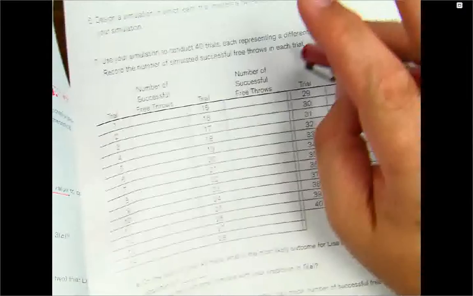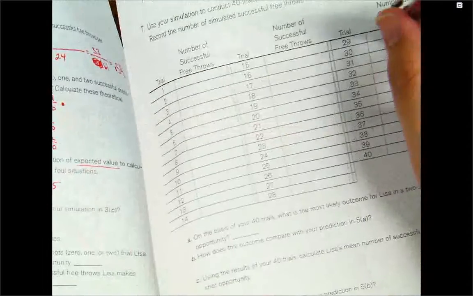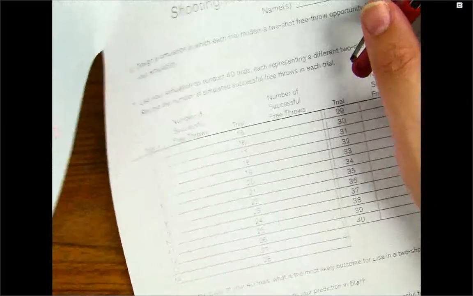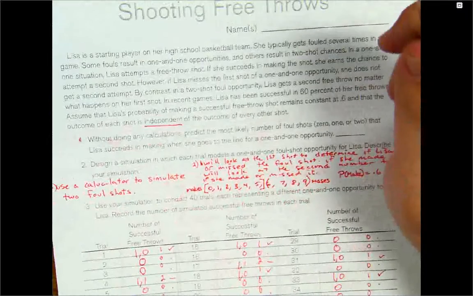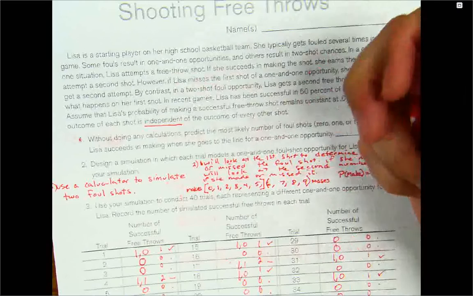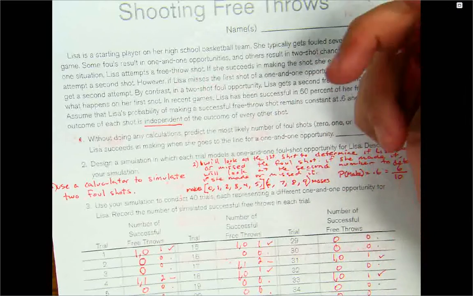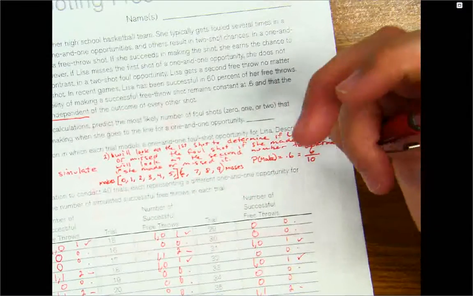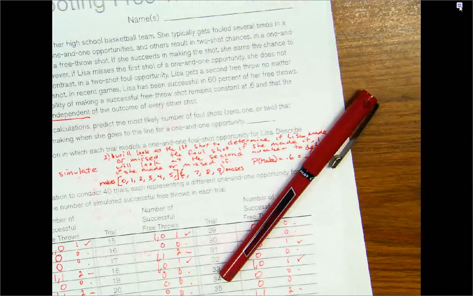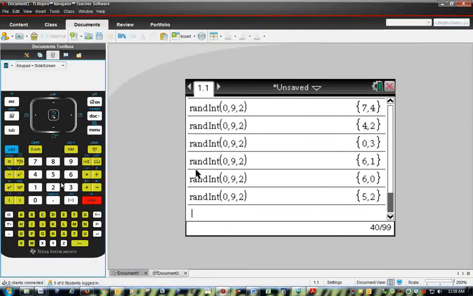You're basically going to run the exact same simulation, but when you get to here and then you hit enter, both of them count. So that would be like making 1 and missing 1. You hit enter again, that would be missing the first one and making the second one, because you get 2 free throws. So you get to add both of them in together. So you have to work with both of them together.